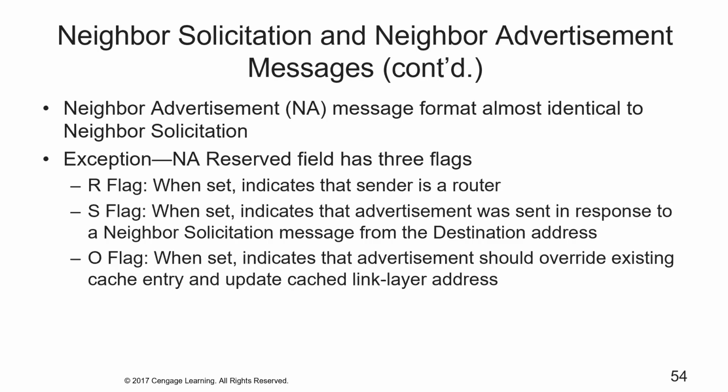So the neighbor advertisement message format, let me flip here. It's almost identical to the neighbor solicitation message format, except in the reserved field, there's 3 possible flags. The R flag is the router flag that, when set, indicates the sender's a router. The S flag, or the solicited flag, when that's set, it indicates the advertisement was sent in response to a neighbor solicitation message from the destination. And the O flag, O for override, when that's set, it indicates that the advertisement should override an existing cache entry and update the cached link layer address.